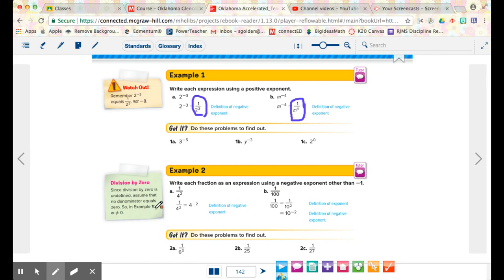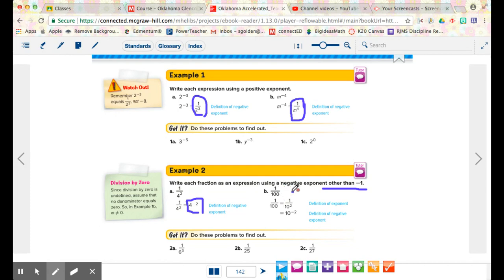Okay, looking at example 2, write each fraction as an expression using a negative exponent other than negative 1. On the first one, we have 1 over 4 to the second power. So now they just want us to write it using a negative exponent. So we know since it's 1 over that, if we drop the fraction, that's just 4 to the negative second power. Now looking at B, this is what they mean by other than negative 1.